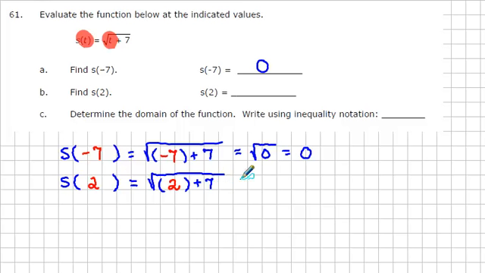2 plus 7 is 9. And the square of 3 is 9, so the square root of 9 is the number 3. So s of 2 is equal to the number 3. And finally, for part C, we're asked to find the domain of the function.